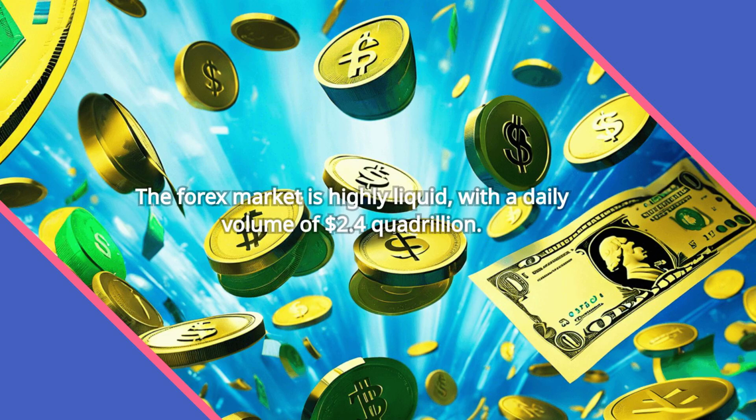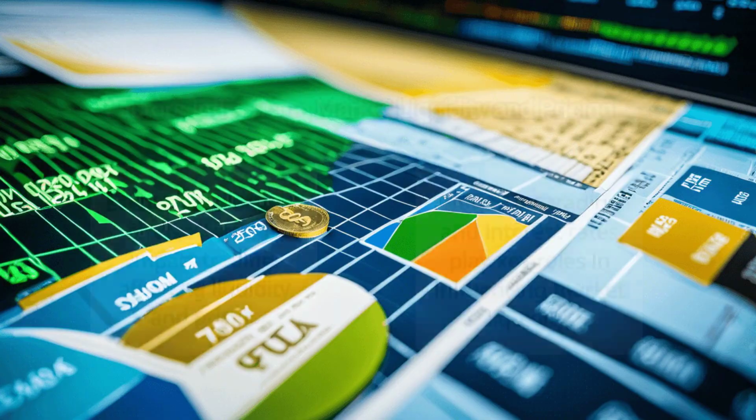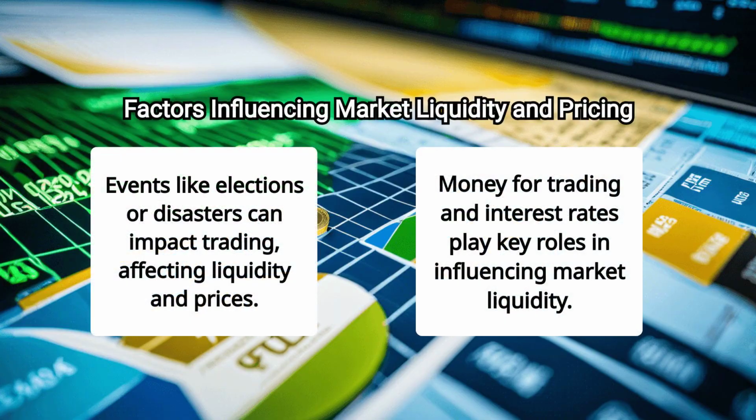Common pairs like EUR/USD, USD/JPY, GBP/USD, and USD/CHF are very liquid, but pairs that aren't traded often are the least liquid. Forex liquidity changes with the world's economy, political events, and market times. Interest rate changes, big news stories, and economic surprises make the market more or less liquid. Liquidity providers help keep things stable by always offering prices to buy or sell currencies. Having more money for trading increases liquidity.